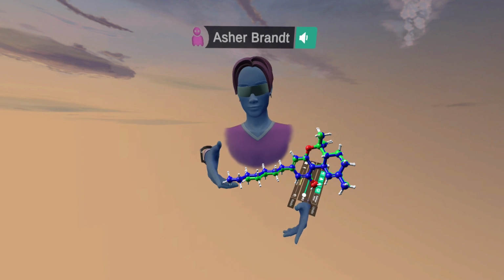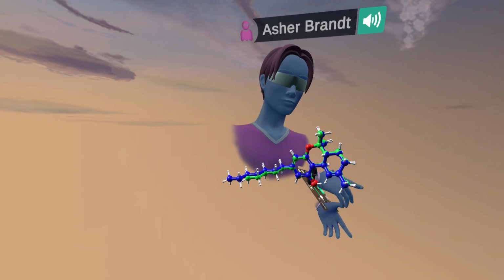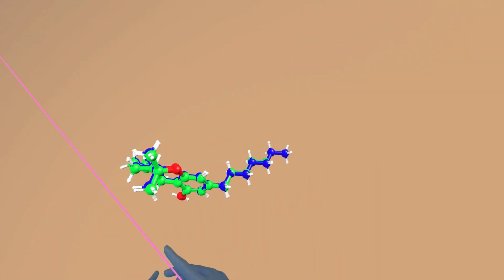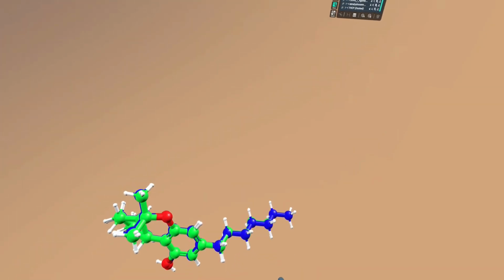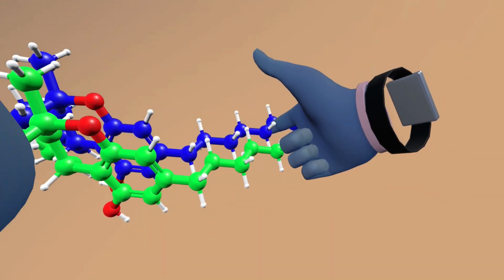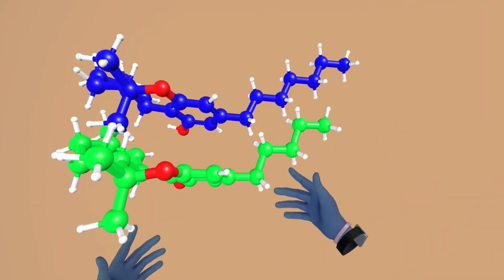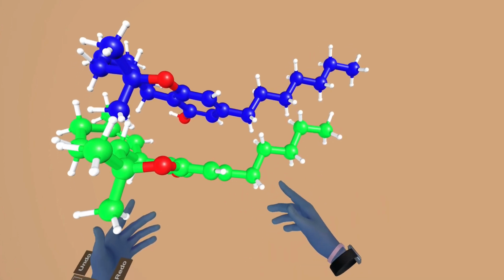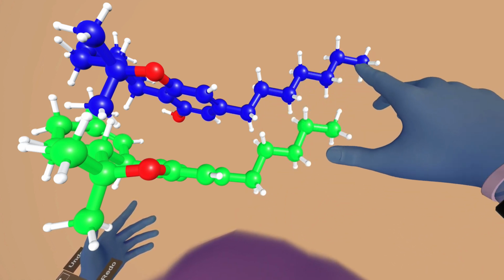So as you can see in front of me, I have two molecules overlaid on top of one another right here. The one in this fluorescent green is THC, and the one in blue is THCP. If I pull them away, we see the differences between the two compounds. The only difference among these two compounds is that THC has a 5 carbon chain right here, 1, 2, 3, 4, 5. THCP, on the other hand, has a 7 carbon chain, 1, 2, 3, 4, 5, 6, 7.